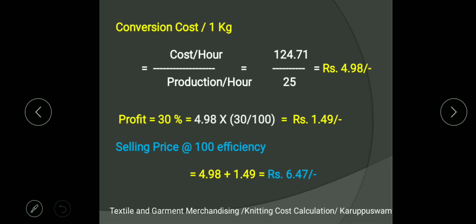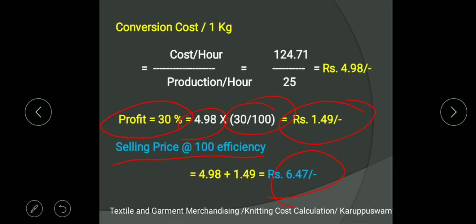So your profit will be around 30%. Then 4.9 into 30%, you will get around 1.49 rupees as profit if it is 30%. So when you are able to run your factory at 100% efficiency, then your selling price will be 6.47 rupees to convert 1 kg of yarn into 1 kg of knit grey fabric.